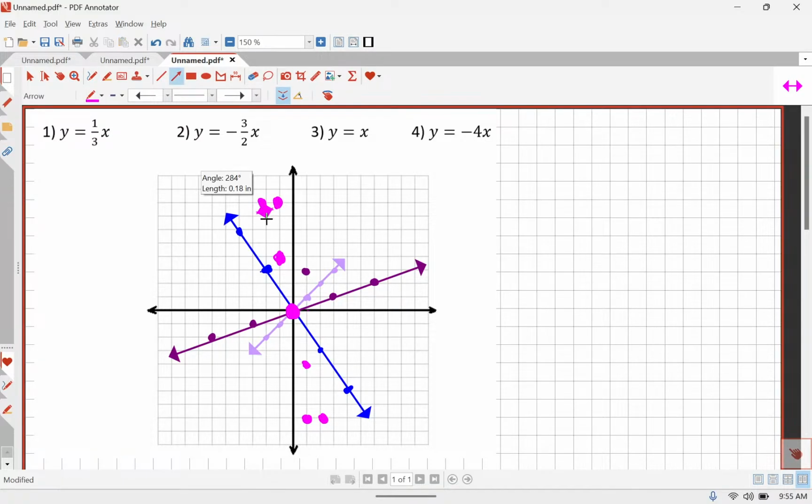How many of us either got those or see how Charlotte got those and aren't too worried there? Perfect. Very good.